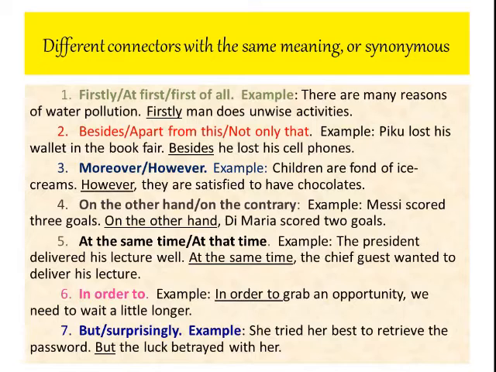Number 5, at the same time or at that time, and the example is: the president delivered his lecture well. At the same time, the chief guest wanted to deliver his lecture. So it means that you can use either at the same time or at that time. Number 6, in order to grab an opportunity, we need to wait a little longer. Number 7, but or surprisingly: she tried her best to retrieve the password, but the luck betrayed her. So you can also use but surprisingly here. So everything depends upon the contextual meaning of the sentence. If you can grasp the meaning very well, I think you can apply it very well.